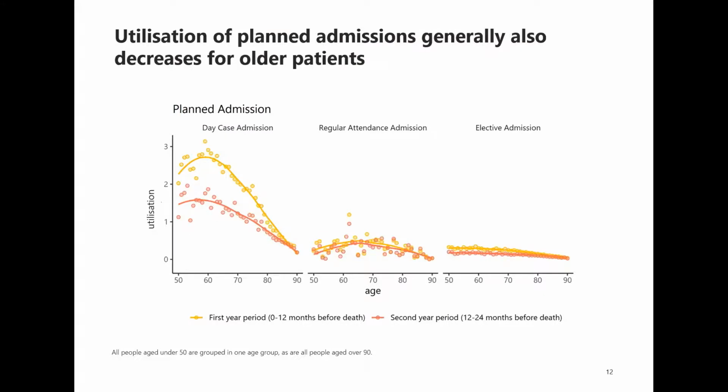Planned admissions, we can see that these are dominated by day case admissions, with small amounts of regular attendances and elective admissions. For day cases, as with outpatient attendances on the previous slide, there's a general picture of use declining as age increases, and the difference in use between years again reduces, so that for the very oldest decedents, there is little or no difference between the 2 periods.